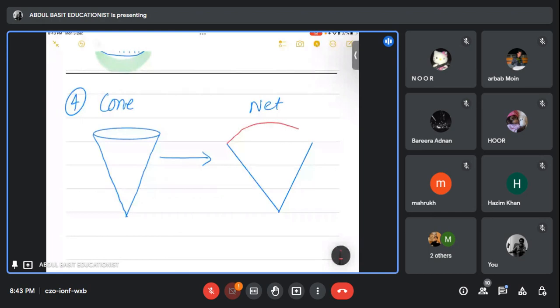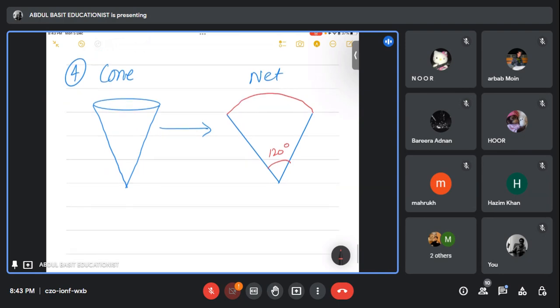It's a sector of 120 degrees. Sector of how much degrees? 120 डिग्रीज। आप पेपर पे एक पिज्जे का पीस काट लें ऐसा ही, लेकिन उसका एंगल 120 डिग्री हो। सो आप उसको जब फोल्ड करेंगे तो कोन बन जाएगी। Okay, is it clear?